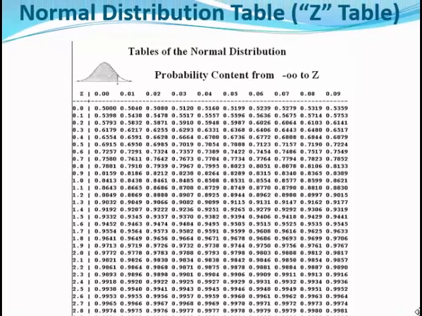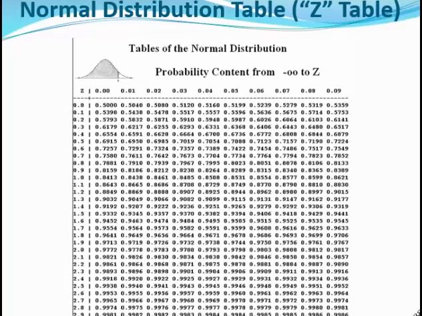So that is the distribution table, and obviously I'm not expecting you to remember this. It would be virtually impossible to remember this. On the exam, you'll have access to this. You can also look up the Z table on various types of calculators. So if you don't have this chart, obviously you'd need a calculator that would be able to give you that information.